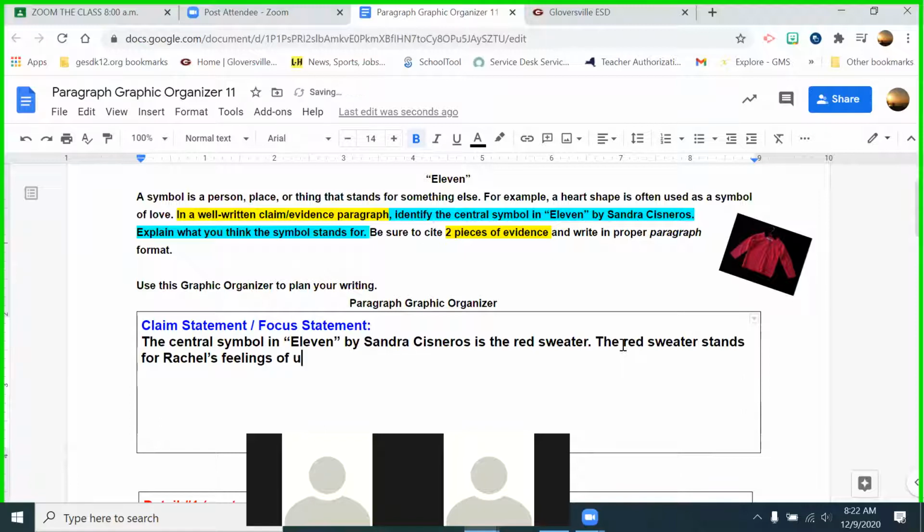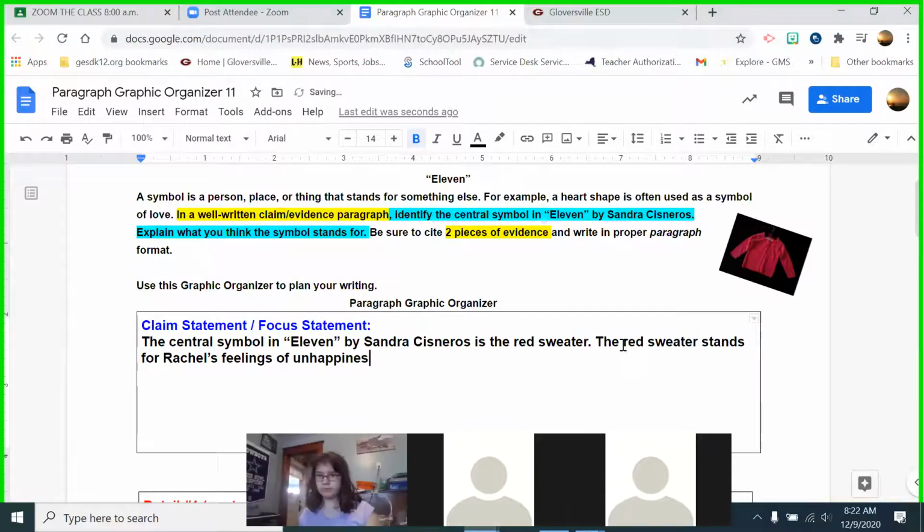Okay, feelings of unhappiness. Would everyone agree that this answers the question? Let me just read it because I like to proofread, make sure I did everything right. The central symbol in "11" by Sandra Cisneros is the red sweater. The red sweater stands for Rachel's feelings of unhappiness. Do we agree with that?